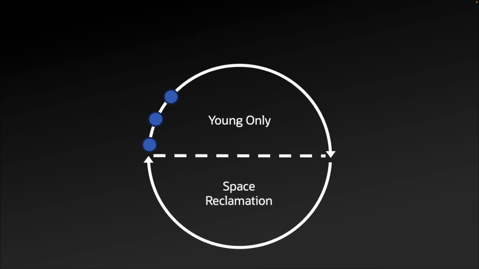During the young only phase, G1 will regularly perform garbage collections, reclaiming young regions and promoting objects to the old region as they qualify. At a certain point, based on the internal heuristics of when old regions have exceeded a threshold for how much space they are occupying, the concurrent cycle will start.